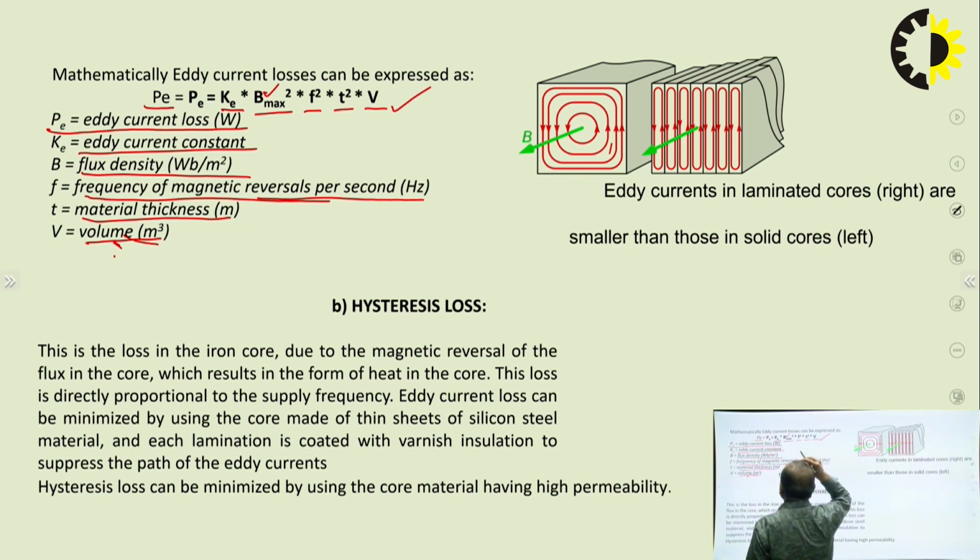And from this we can see the eddy current power loss is dependent upon the square of the frequency of supply, plus the square of the thickness of the core also.